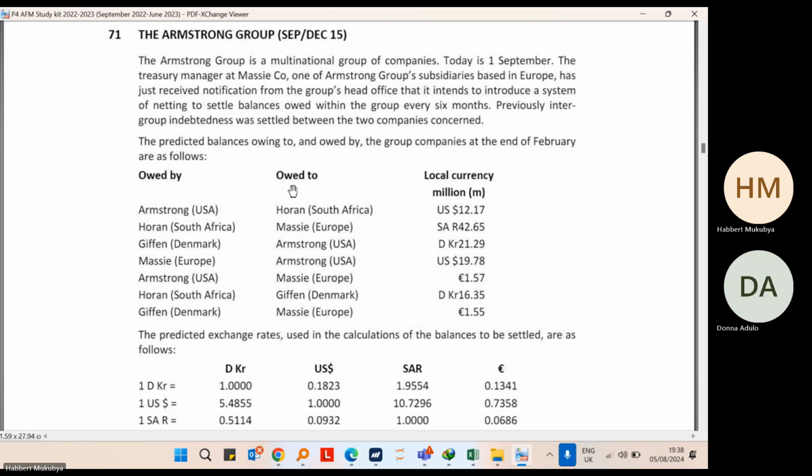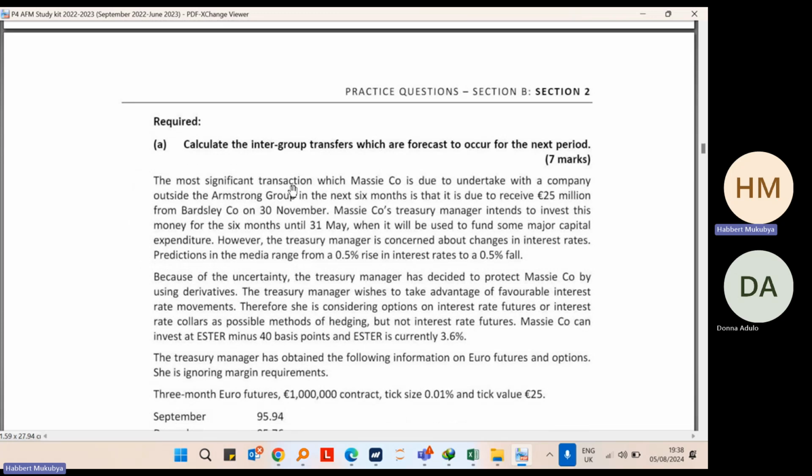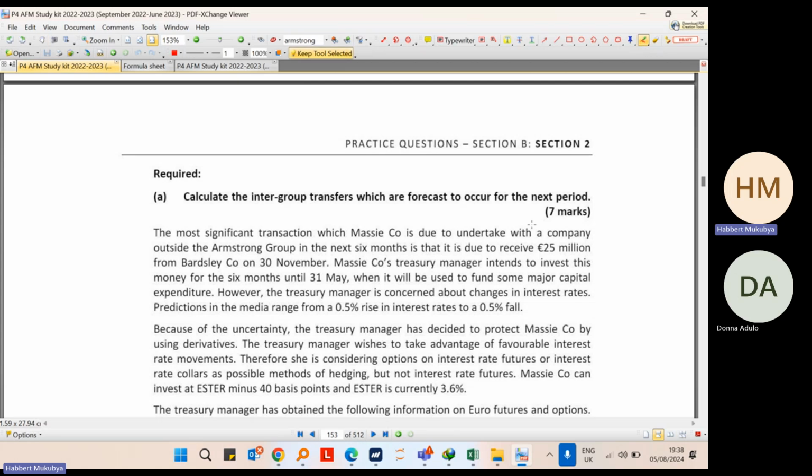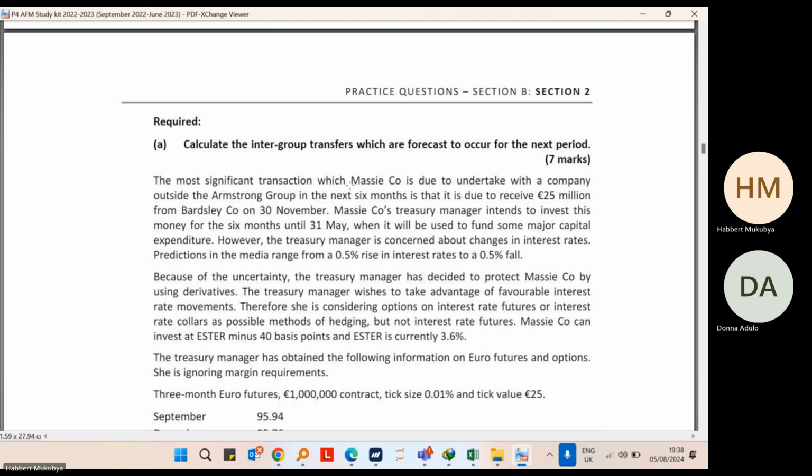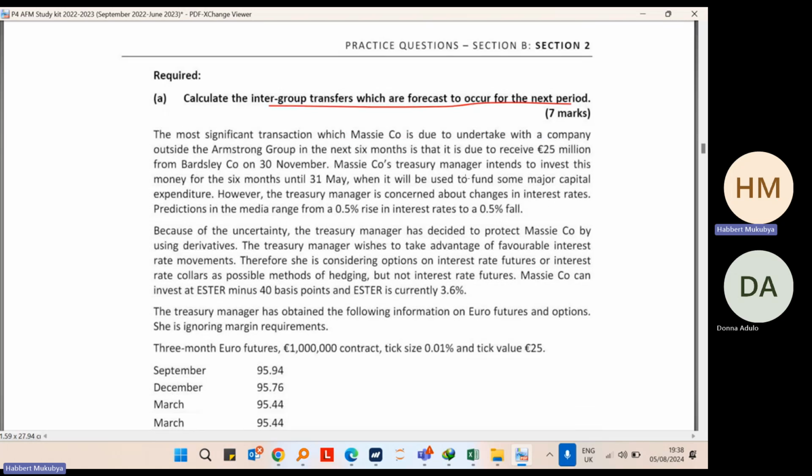So the question says the first part is to calculate the intergroup transfers that are forecast to occur the next period. So we are going to see what that means. That is for 7 marks.